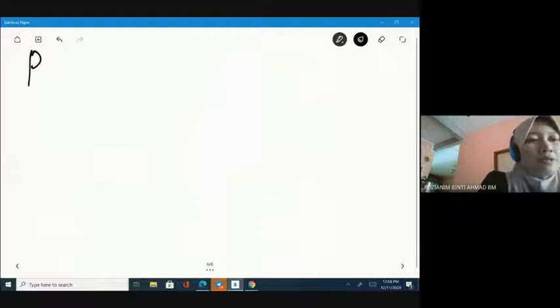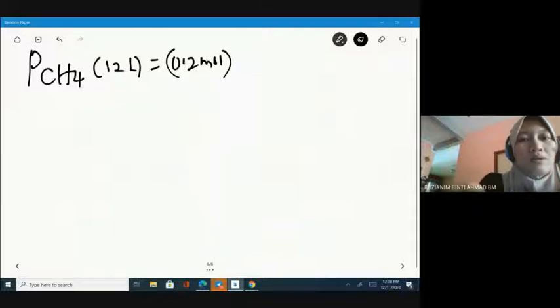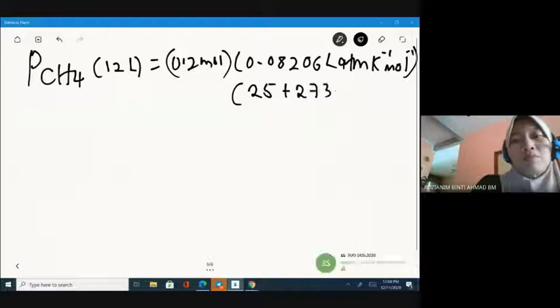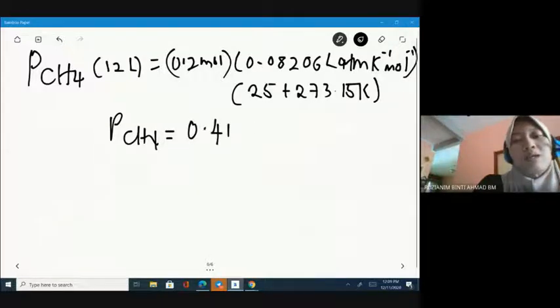So the partial pressure for CH4, our volume is 12 liter. Mole for CH4 is 0.2 mole. R constant also same, 0.08206 liter atm per Kelvin per mole. So this is why you need to add 273 for the temperature. 25 plus 273.15 Kelvin, and the partial pressure for CH4 is similar, the answer 0.41 atm.